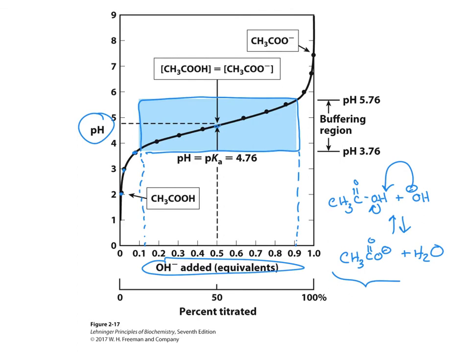Now, when the pH is exactly equal to the pKa, the weak acid and its conjugate base will exist in equal concentrations. Now, once you start adding more hydroxide equivalents above the 0.9 equivalents, the pH will increase rapidly.